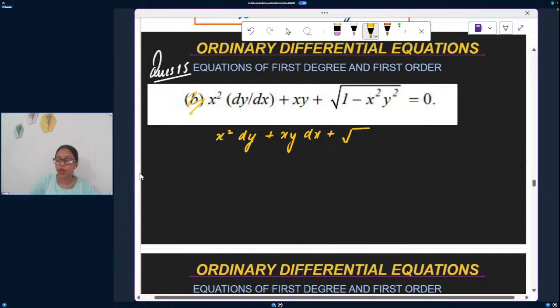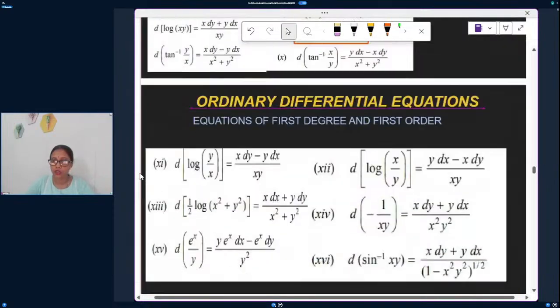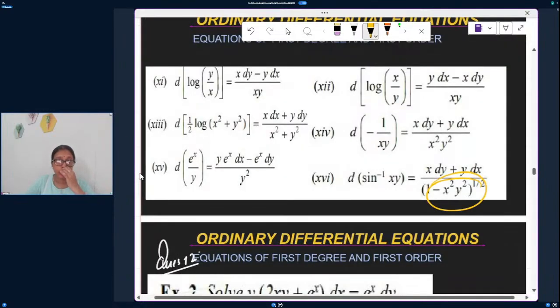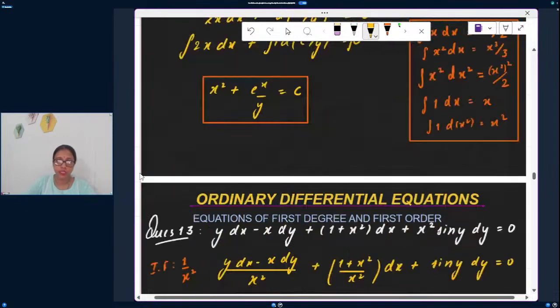This square root part reminds you about one formula. There's only one formula that has this kind of expression, which is the last one, I guess. Yes, sine inverse xy. But this is a denominator, so you have to divide by this, and the numerator is x dy plus y dx.